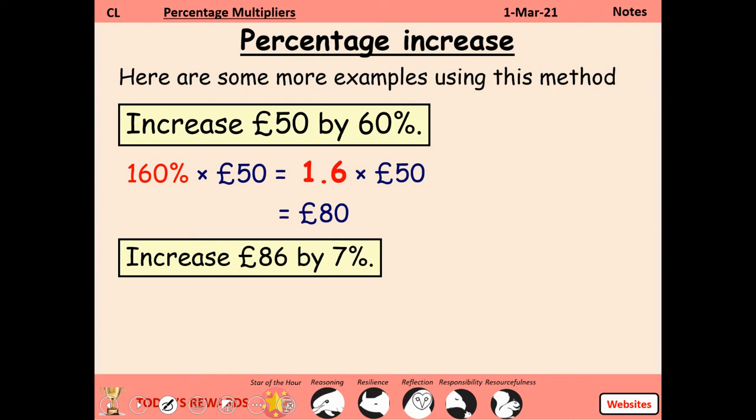What I'd like you to do now is to copy down the first example and have a go at the second example. Increase £86 by 7% using the multiplier method. Please pause the video, have a go, and then press play when you're ready to carry on.